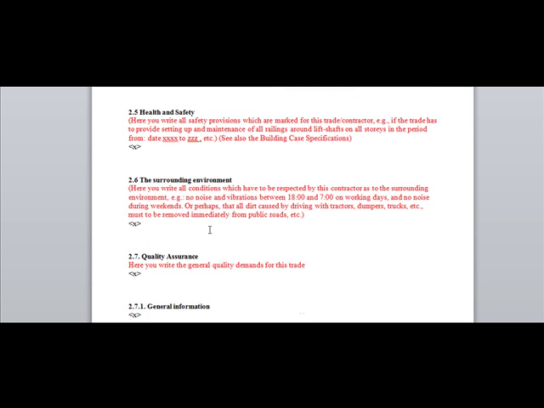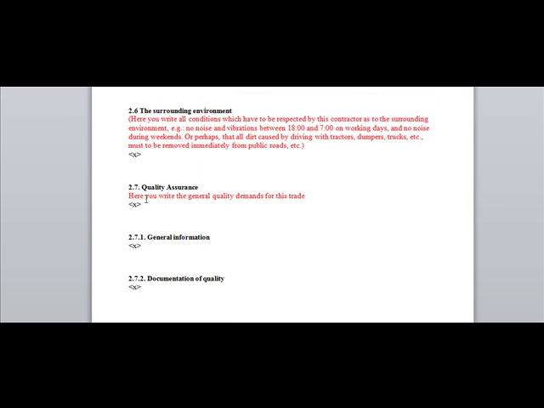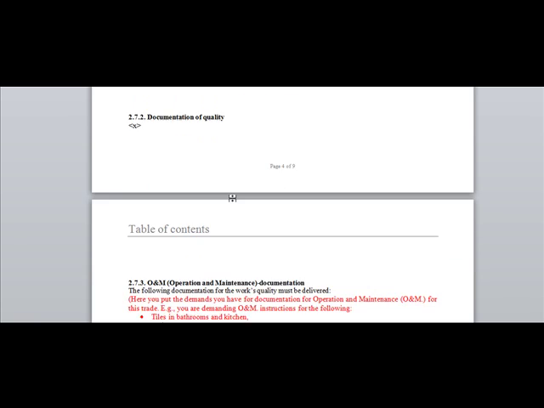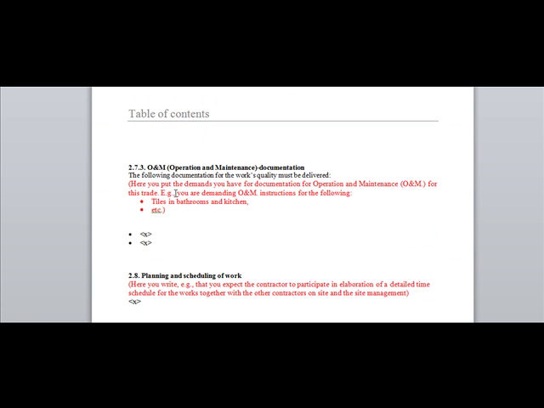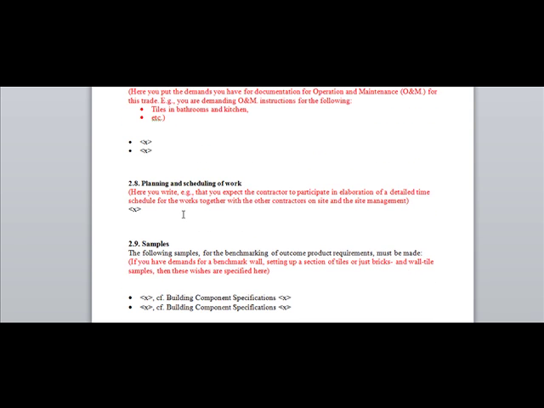So here, surrounding environment. What does this contractor have to provide to prevent noise and vibration and so on for the surrounding environment? What quality assurance does this contractor have to provide here? And so on and so forth. Operation and maintenance. Does this contractor have to provide any operation and maintenance for the items he's building into the project? For example, how do they maintain the surface of tiles in the bathroom and in the kitchen and so on? When does he have to participate in planning and scheduling?